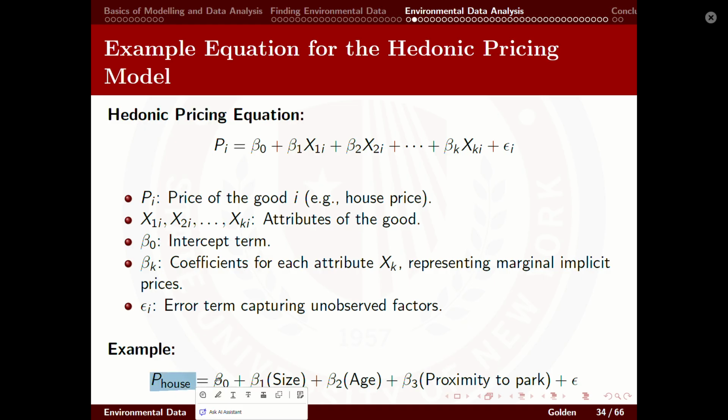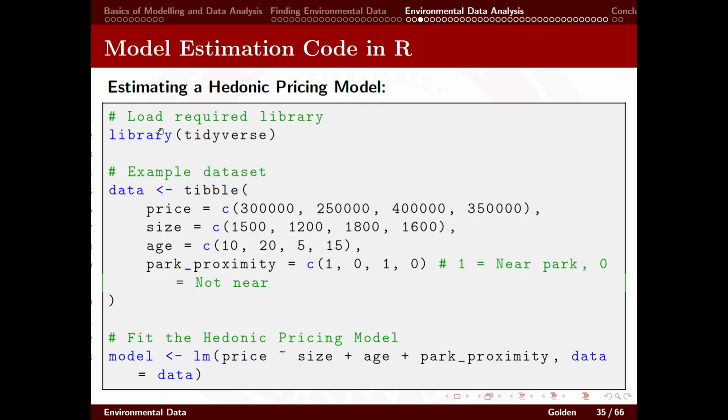So the price of a house equals beta 0 plus beta 1 times size plus beta 2 times age plus beta 3 times proximity to park. Here we're seeing how valuable the park is, protecting nature and having a place where people can come together. So if you want to estimate this in R, first off you load the tidyverse library. If you're running this in R and your code doesn't work, you need to install the library tidyverse. So install.packages tidyverse and then just do library(tidyverse).